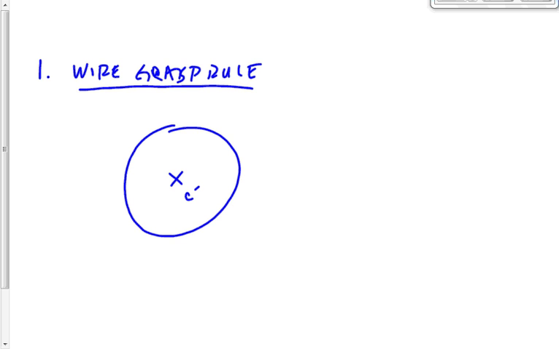Which way is the electron moving here? Into the page or out of the page? Into the page, represented by that X, right? So we stick our left thumb into the page. Fingers are going to go counterclockwise in this case.